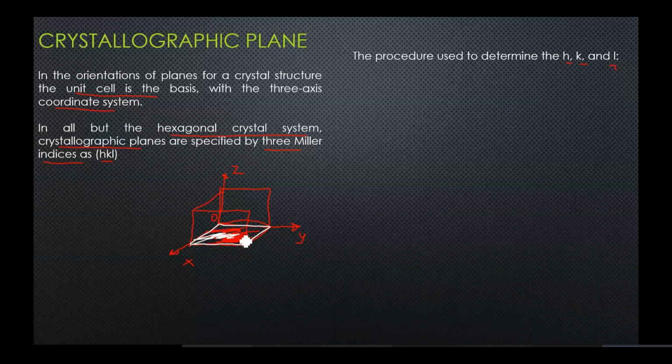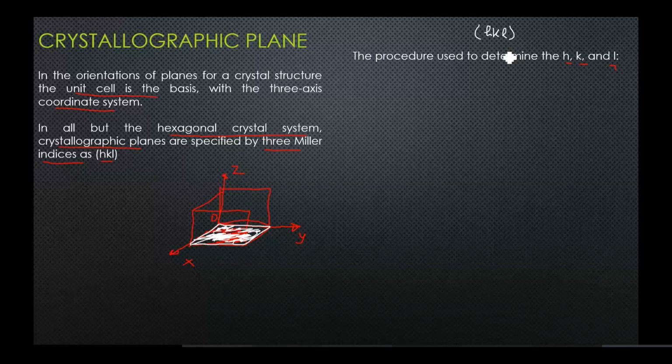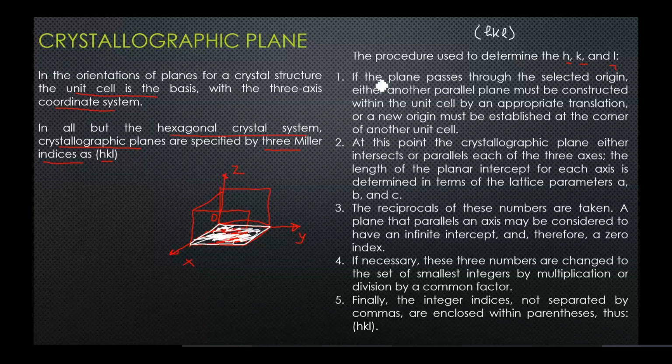Let's say someone has drawn this plane for me and wants me to represent this plane in terms of Miller indices H, K, and L. So what is the procedure to find the HKL for this plane? The procedure says that the first thing you have to check is whether the plane passes through the selected origin, which is O. If it does, you should draw another plane which is constructed within the unit cell by an appropriate translation.